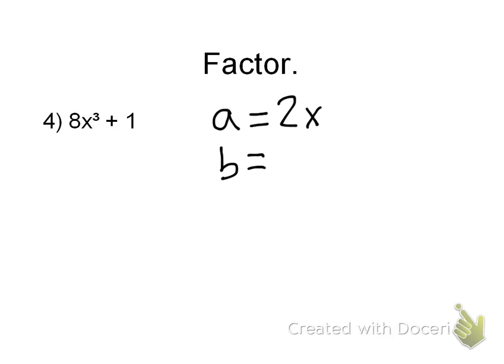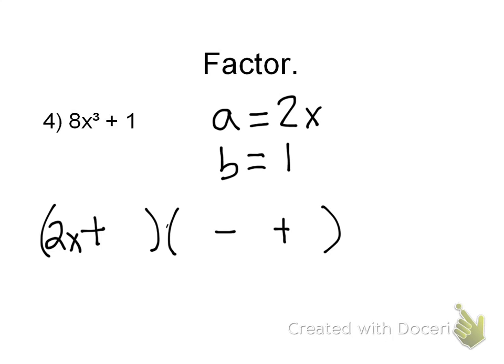So A is 2x, and I know that because the cubed root of 8x to the third is 2x. The cubed root of 1 is 1. Again, we set up a binomial with the same sign as the one in our problem, a trinomial with the opposite sign and a plus sign. And then you're just filling in the blanks. I want A, B, A squared, A times B, B squared.